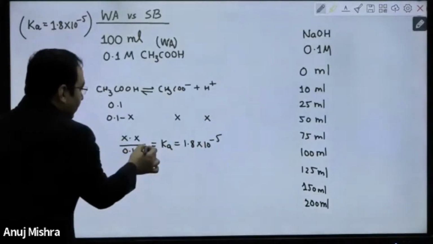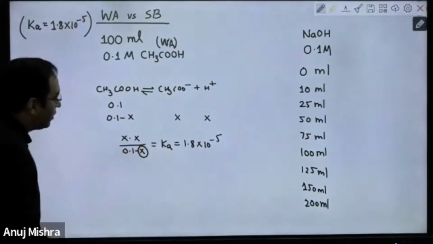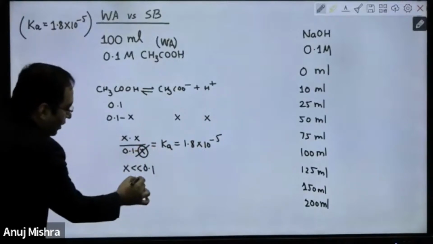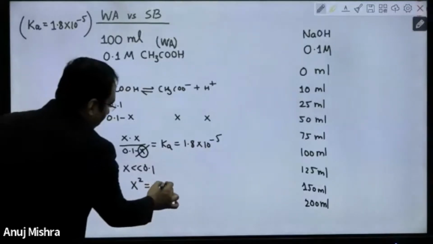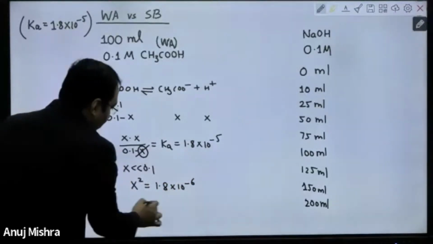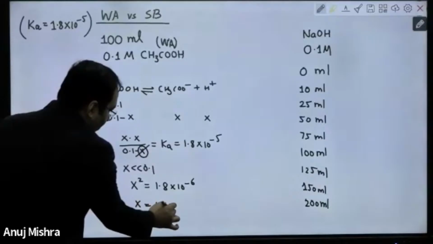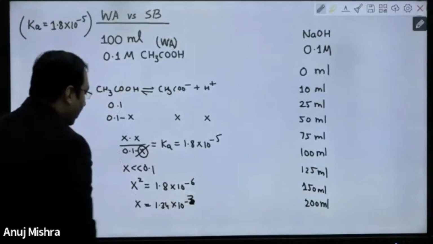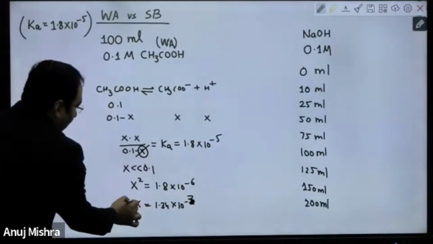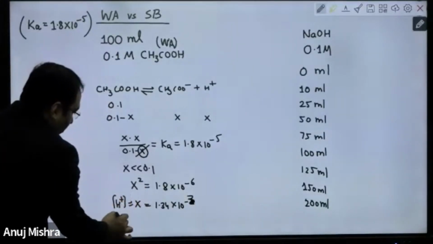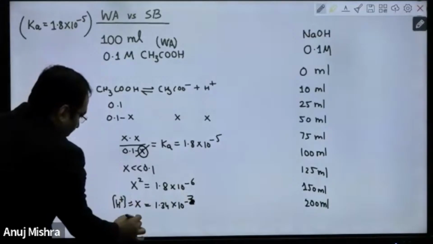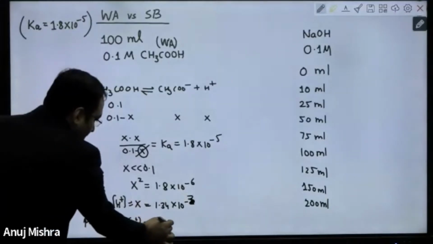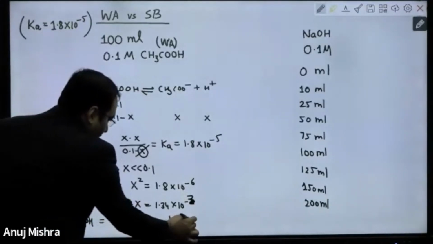If we assume that this X is very small in front of 0.1, I can neglect it. So X square comes how much? 1.8 10 power minus 6. So X comes how much? Minus 3. Okay. So what is X? X is H plus. So what is log H plus with a minus sign? It is pH. How much will the value be? 3 minus log of 1.34.